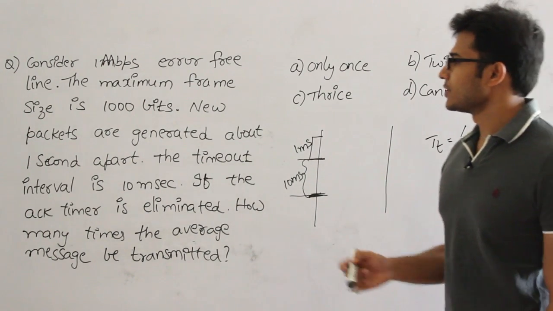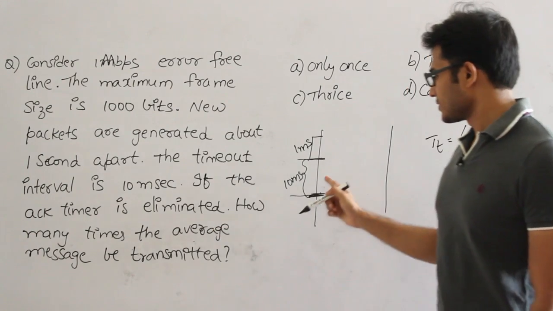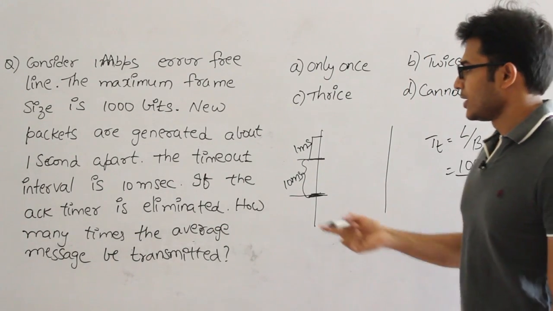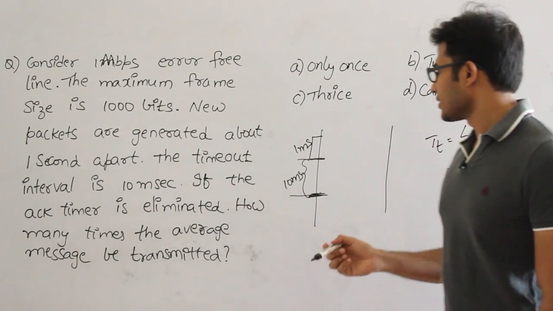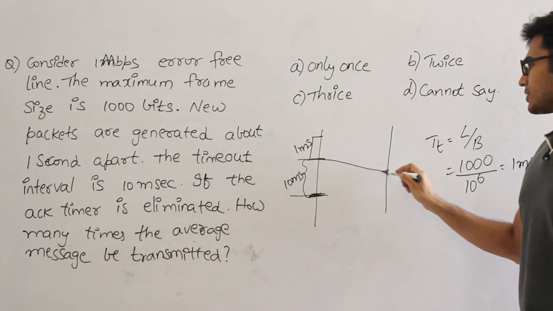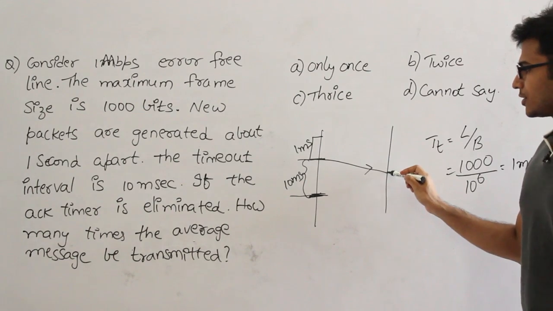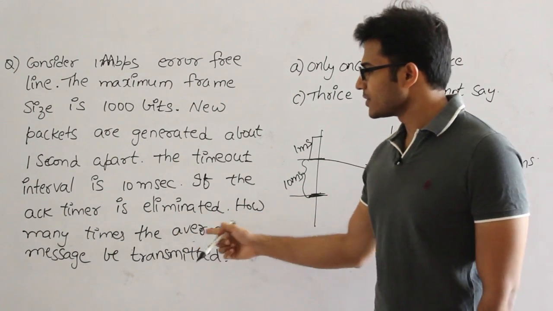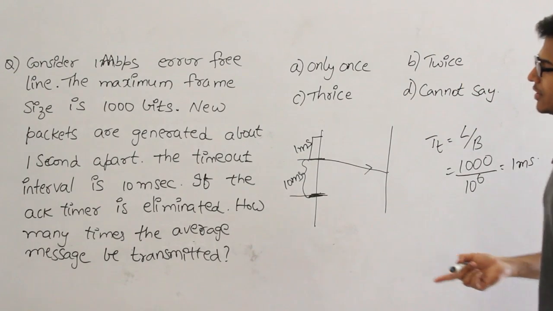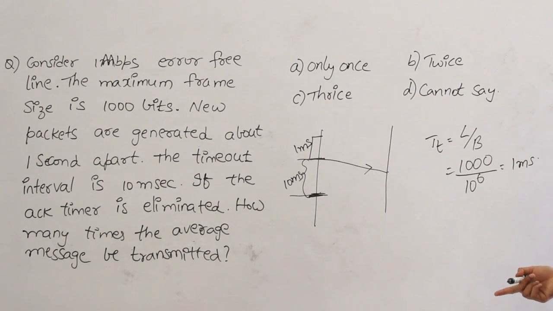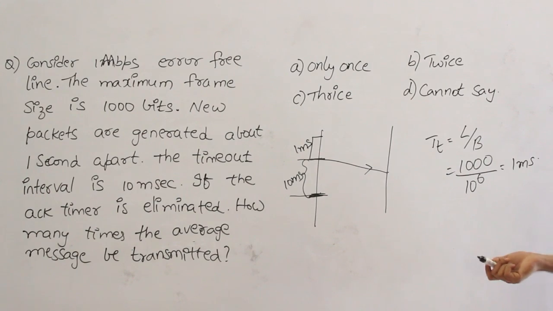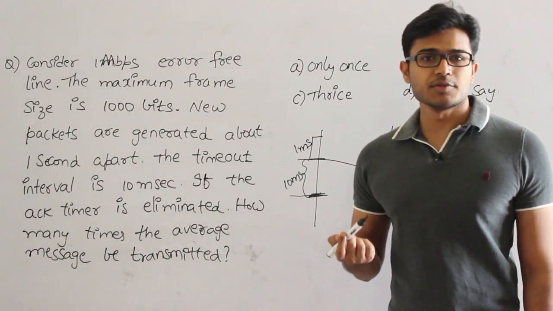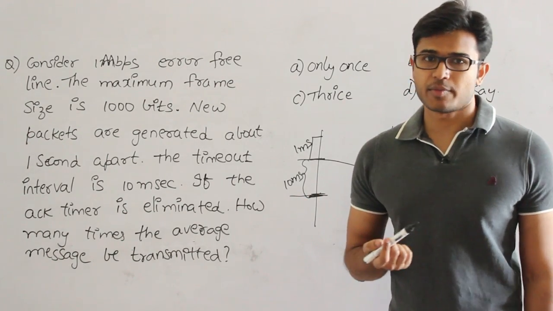Now that is what is given. So timeout interval is 10 milliseconds. If we don't get back the acknowledgement within this time, we are going to retransmit the packet. If the acknowledgement time is eliminated, which means after the packet reaches there is no delay at all, immediately the acknowledgement will be sent. Then how many times will the average message be transmitted? They are asking how many times it takes, or how many times an average message will be transmitted, which means how many retransmissions will be possible for a packet.